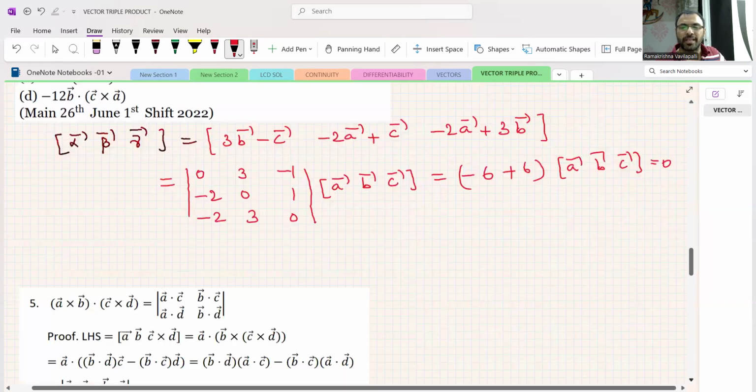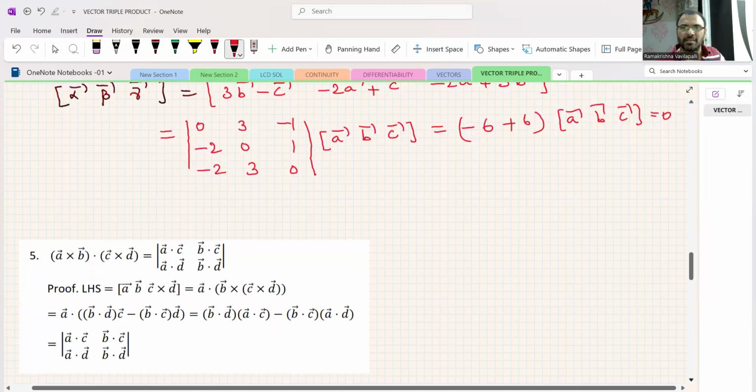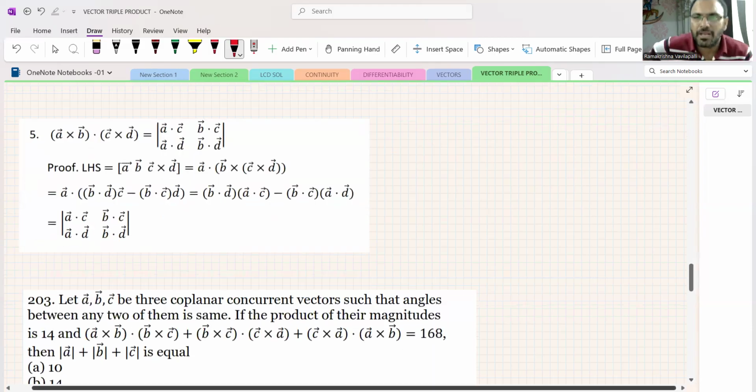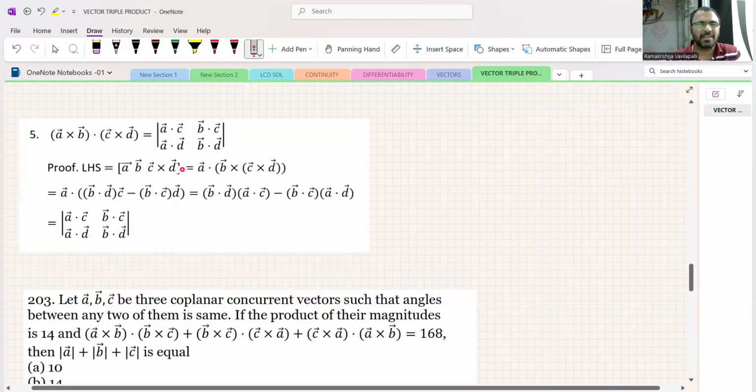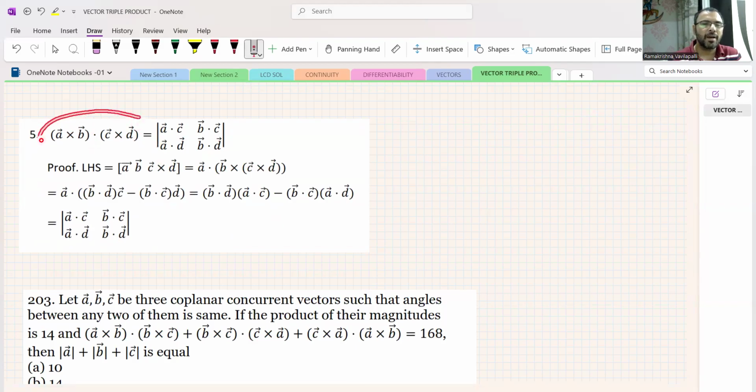Now I'm going to derive a few standard formulas. Well, now you see, there is one important deduction from using this vector triple product. What is A bar cross B bar dot C bar cross D bar? This is the dot product of two cross products.